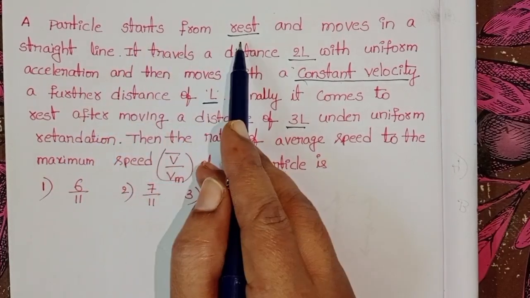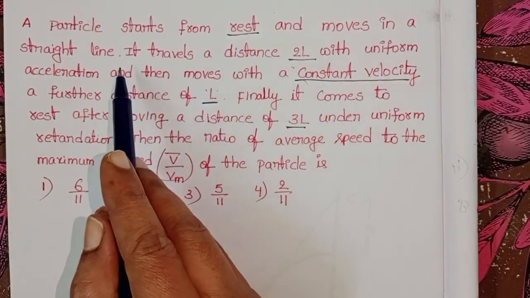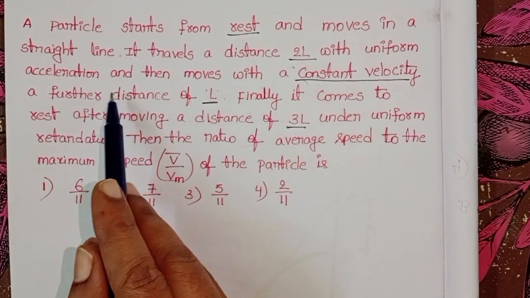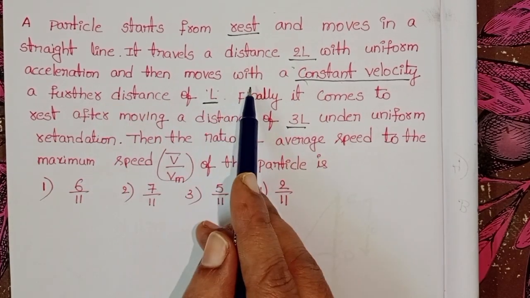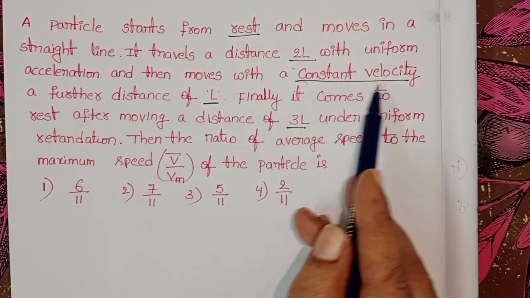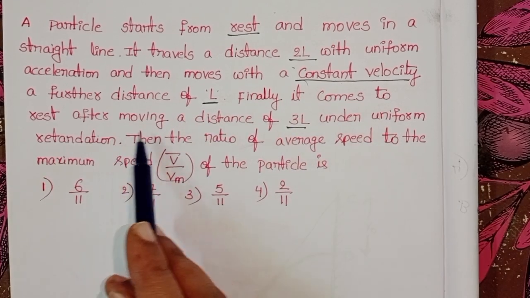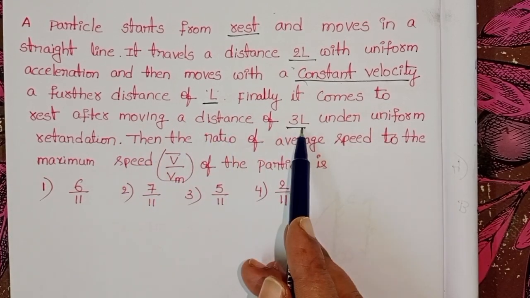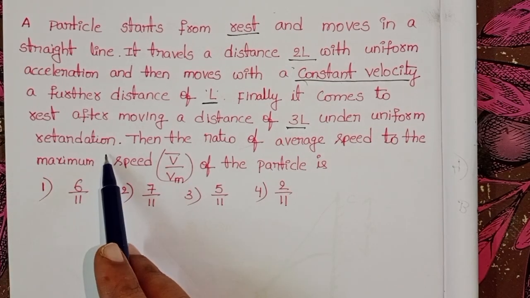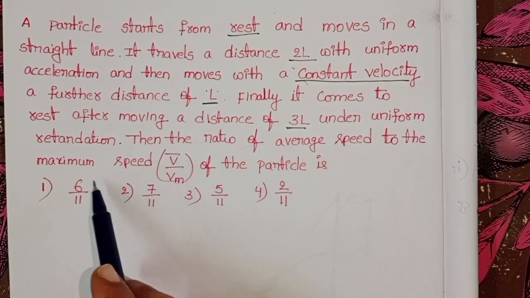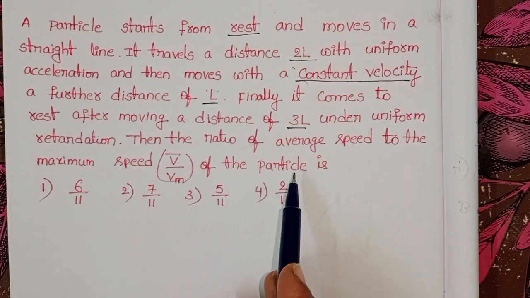A particle starts from rest and moves in a straight line. It travels a distance 2l with uniform acceleration and then moves with a constant velocity a further distance of l. Finally it comes to rest after moving a distance of 3l under uniform retardation. Then find the ratio of average speed to the maximum speed of the particle.